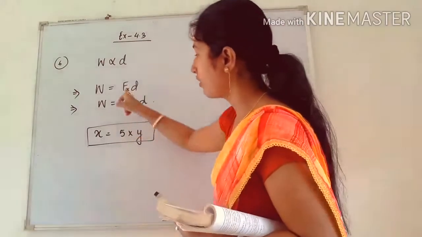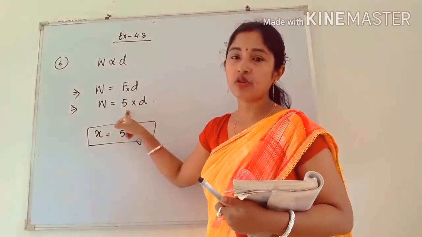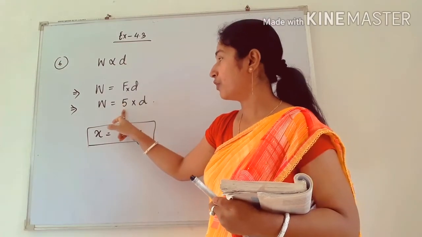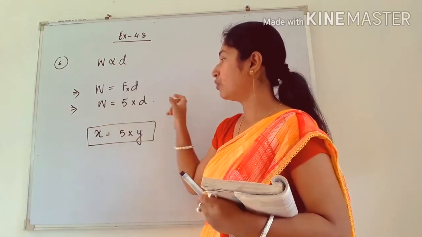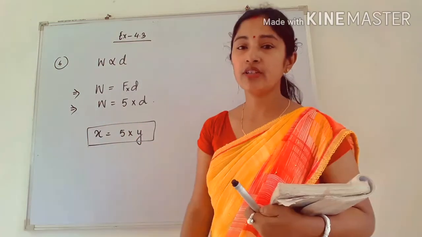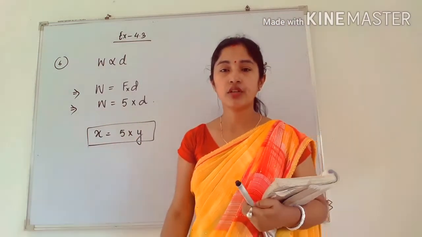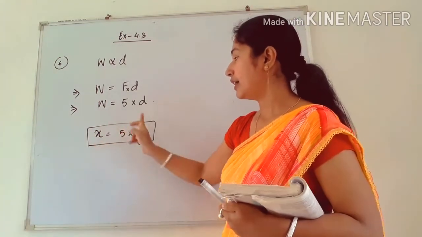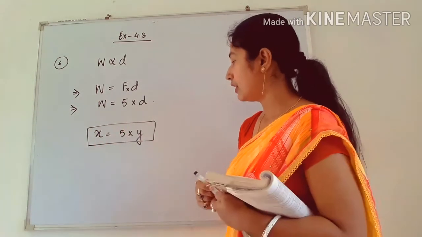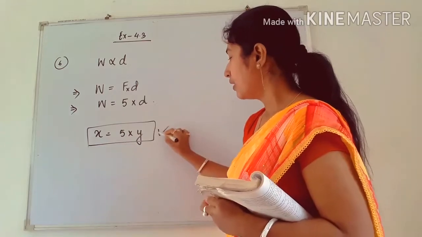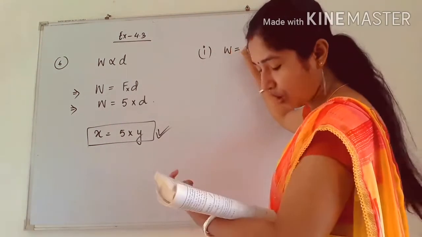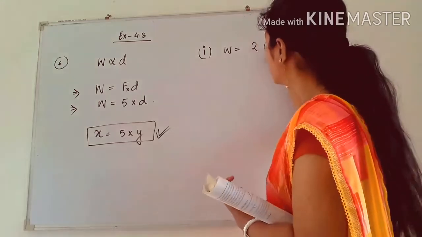So in place of F we can write what? 5, because already it is given that we have to take force equal to 5. Okay, so W is equal to 5 into D. This is the final equation, which is the linear equation in two variables. Okay, so here I am taking W as x and D as y. So this is our linear equation in two variables. Now what we have to do? In one number it is given that work is equal to how much? Work is equal to 2 units.